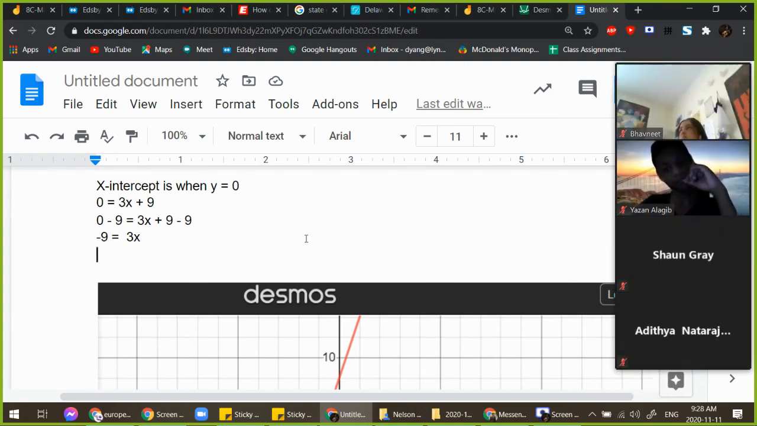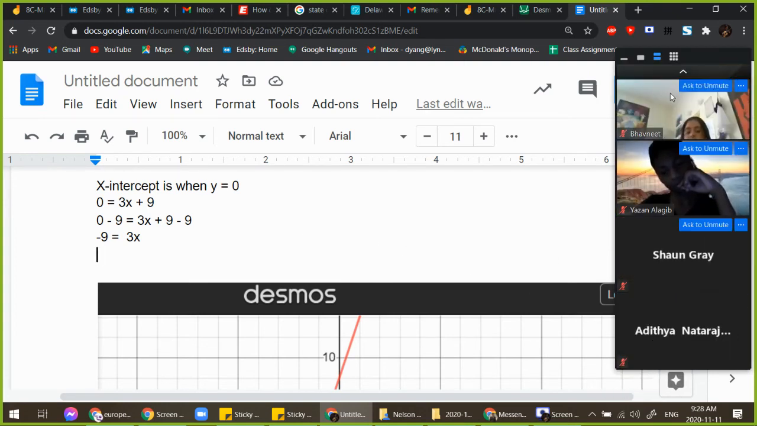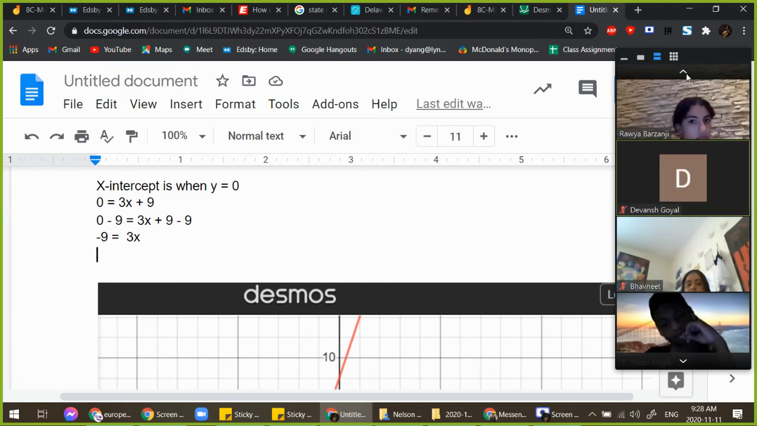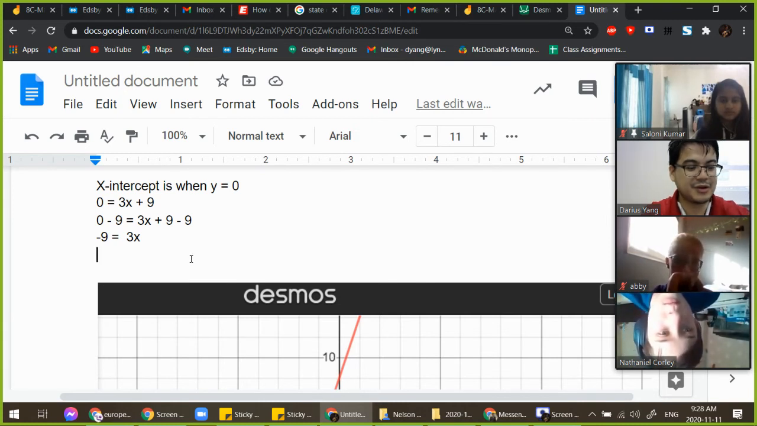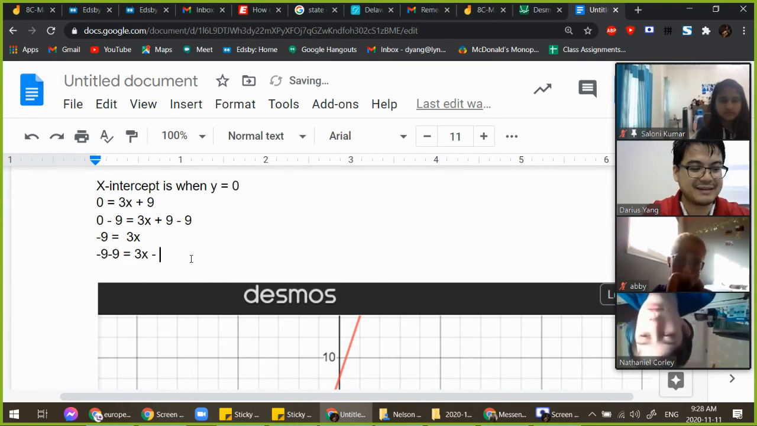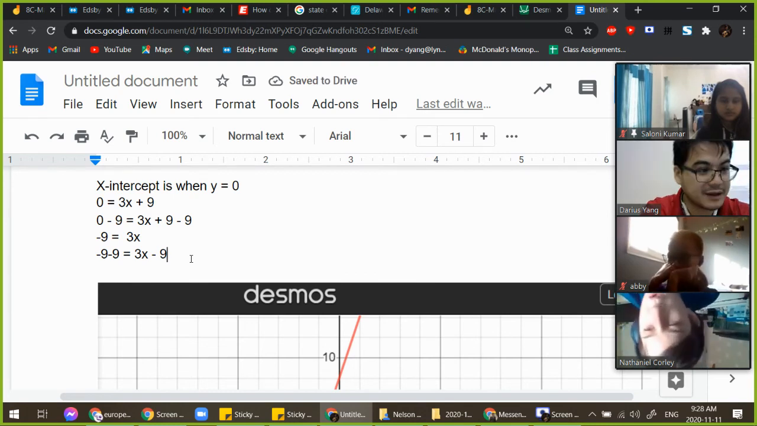Nathaniel, what do you do on both sides? Where's Nathaniel? Nathaniel, what do you do? On both sides, you subtract 9. So negative 9 minus 9 equals 3x minus 9. Is that what you want to do? Wait, no. Okay. Let me ask Saloni.